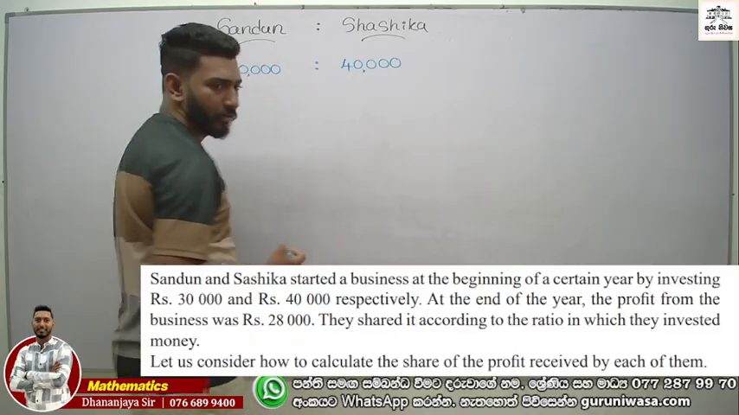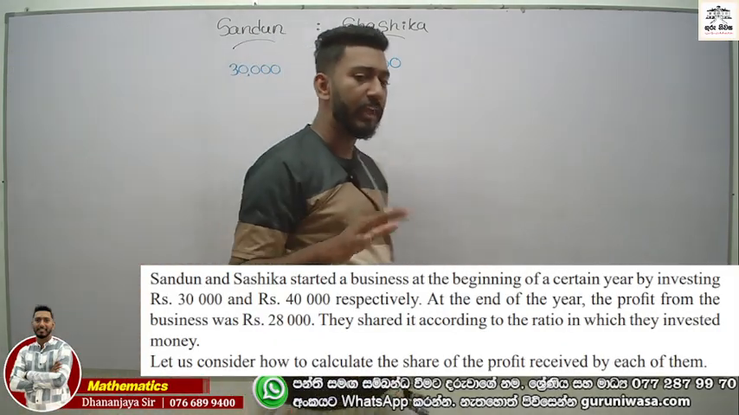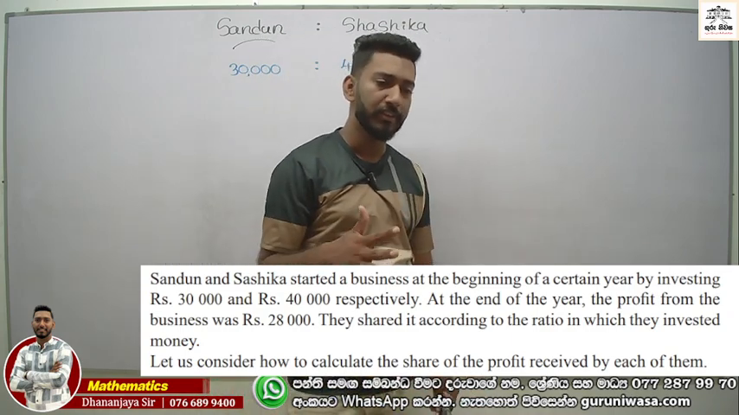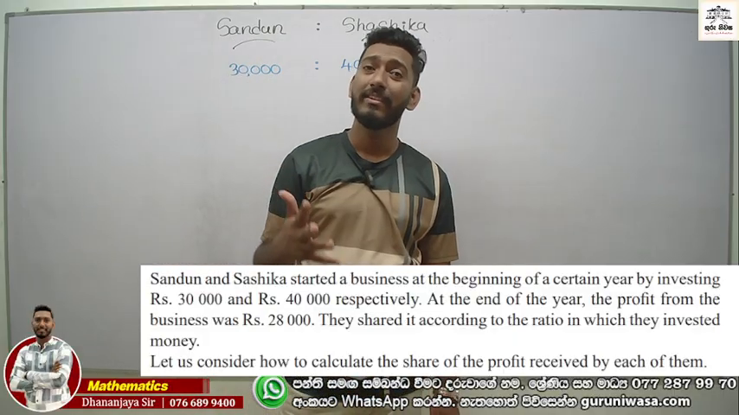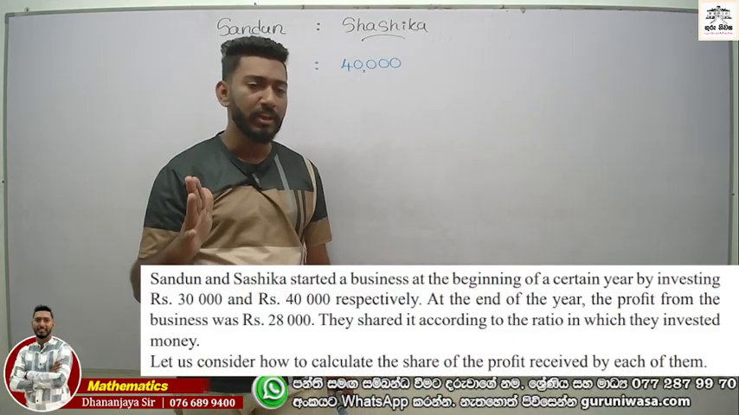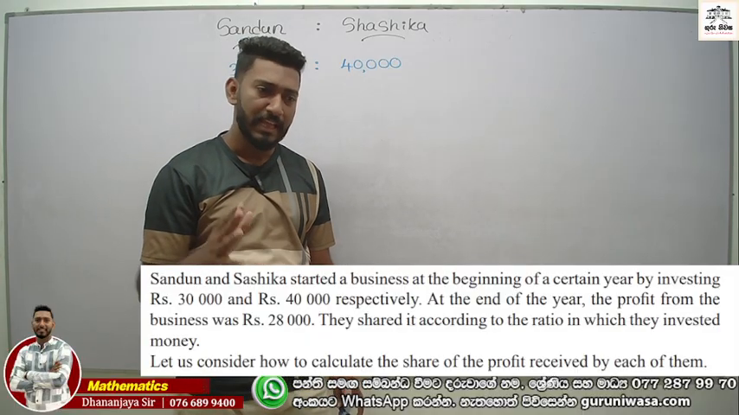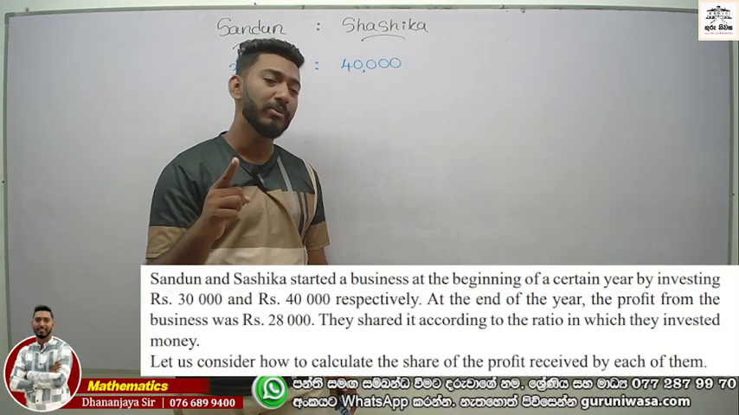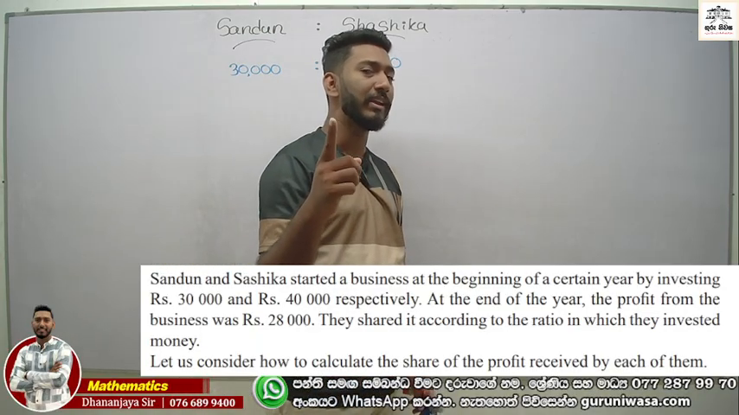40,000. Right? 30,000 and 40,000. At the end of the year, the profit from the business was 28,000. The profit was 28,000 at the end of the year. Now, according to the ratio in which they invested money, let us consider how to calculate the share of the profit received by each of them.